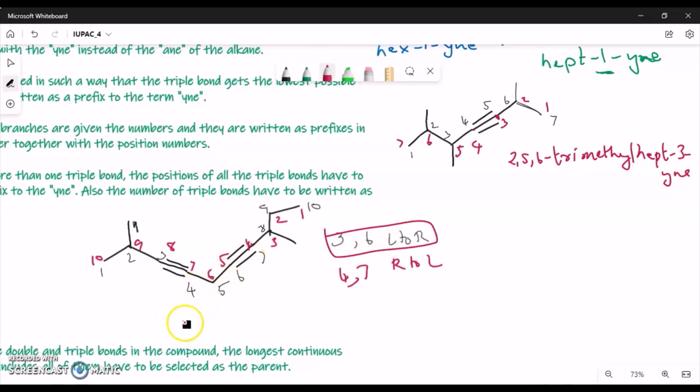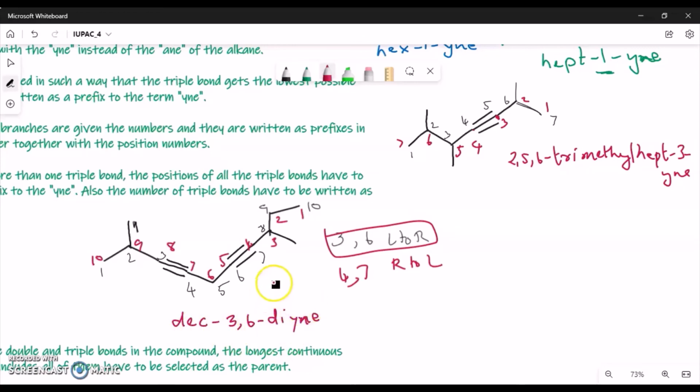So what will be the name? So it is a decane with triple bonds at positions 3 and 6. So I will put dec 3, 6 diyne because there are two triple bonds. So dec 3, 6 diyne.